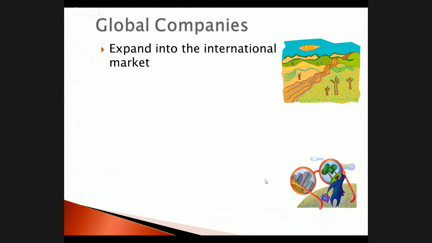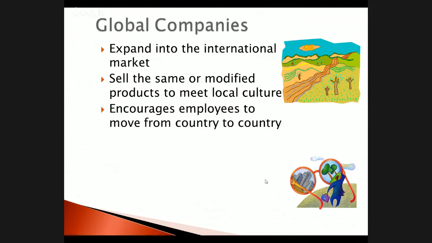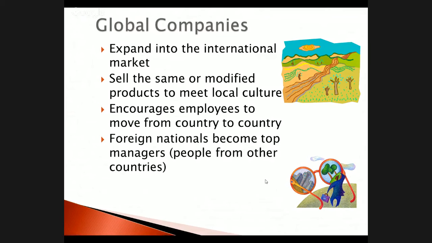Okay, so global companies. Global companies are looking to expand into the international market. They sell the same or modified products to meet local culture. They encourage employees to move from country to country, and foreign nationals become top managers, so people from other countries.